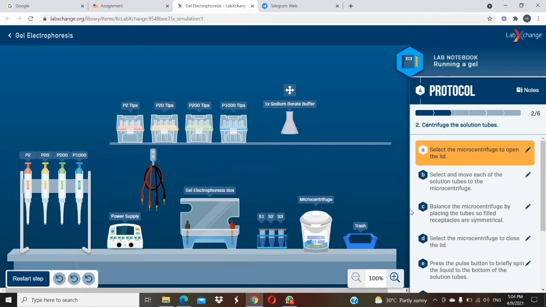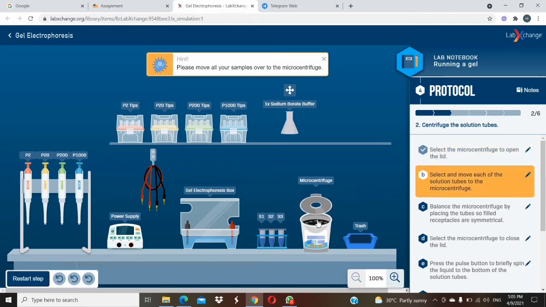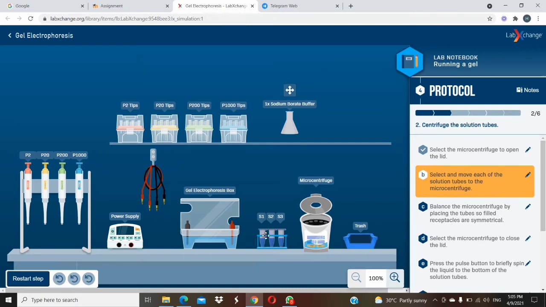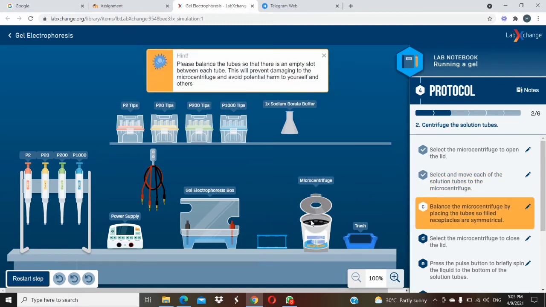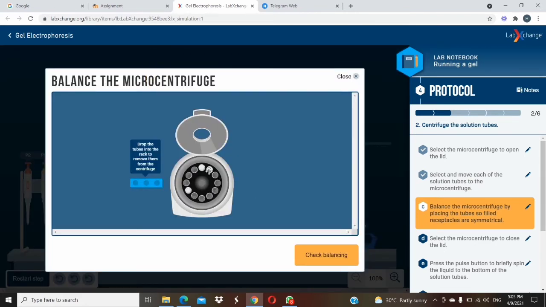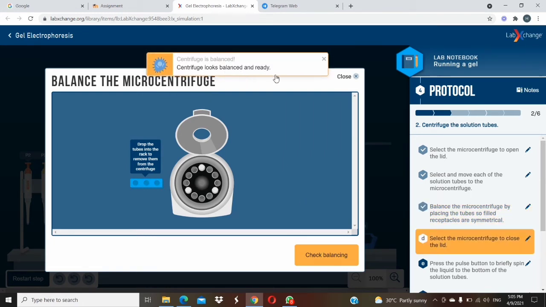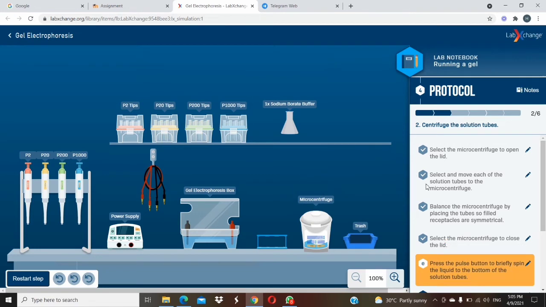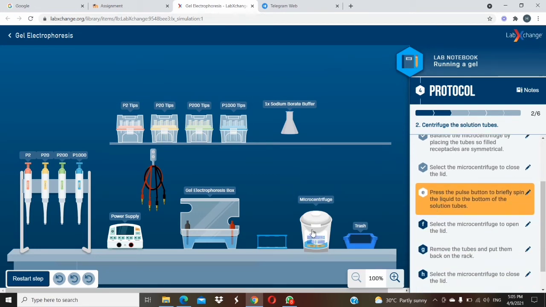Place it. Next, select the microcentrifuge to open the lid. Select and move each of the solution tubes to the microcentrifuge. These are the solutions known as S1, S2 and S3. We are putting the solutions into the microcentrifuge, and make sure the tubes are balanced inside the centrifuge. Here we go, we got the balance ready. So close the lid, then press the button to spin down the solutions.